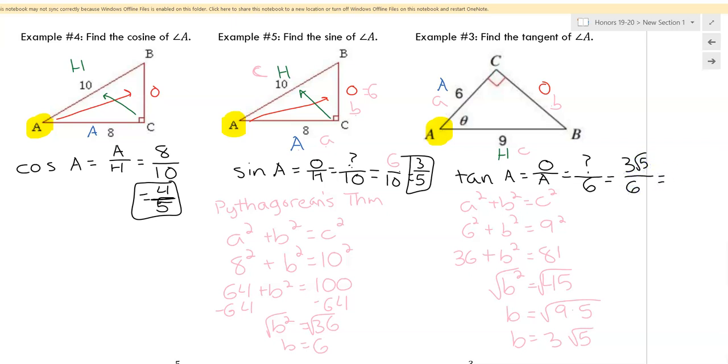Now I want to simplify this fraction. 3 over 6, right? That simplifies to square root 5 over 2, or you could also put the 1 here. That's fine, but you do not have to put that 1 out in front. Okay. We get square root 5 over 2 is our tangent ratio there. Okay?